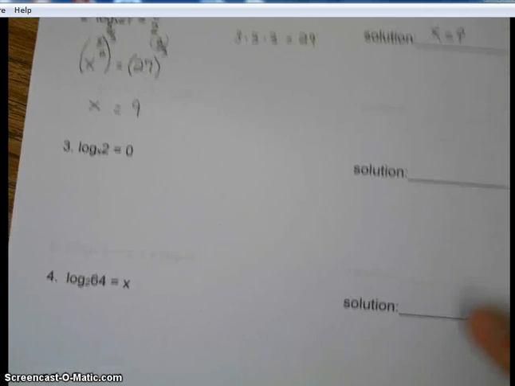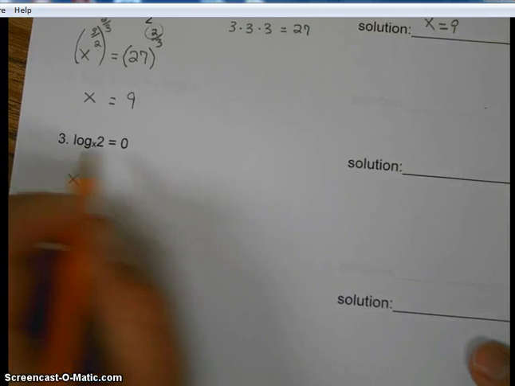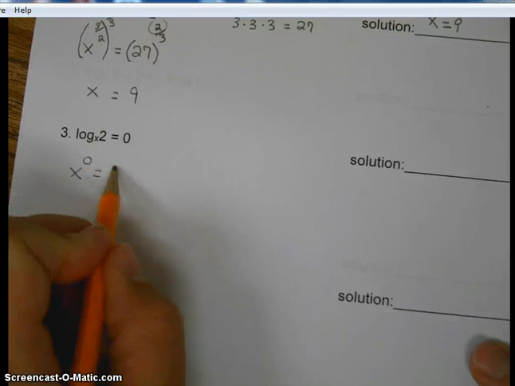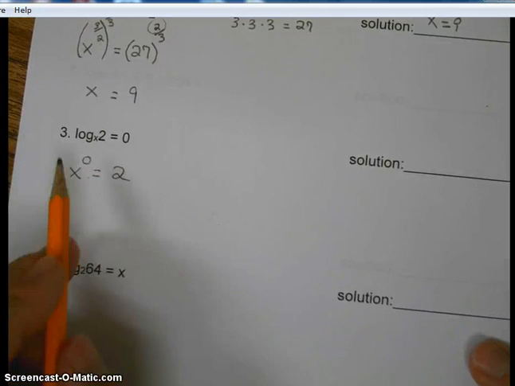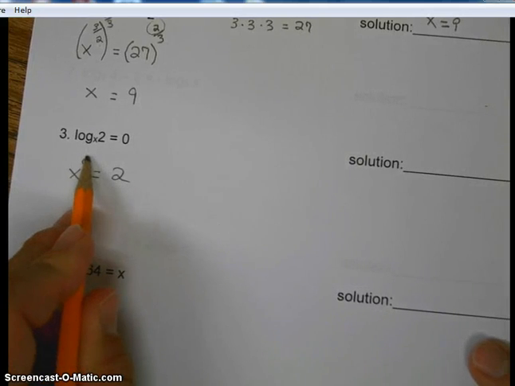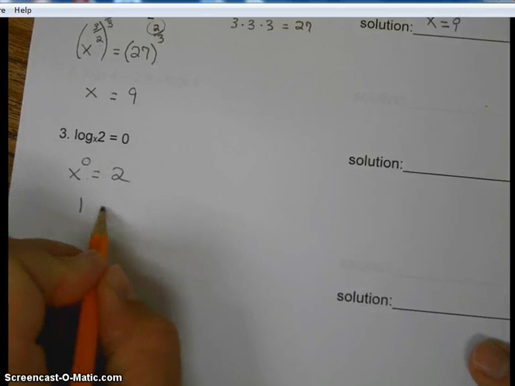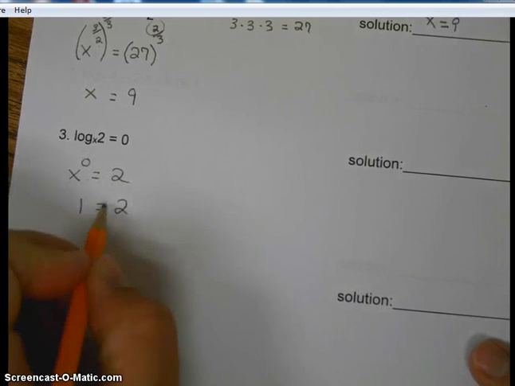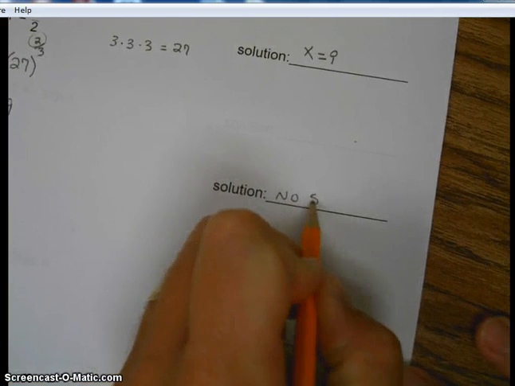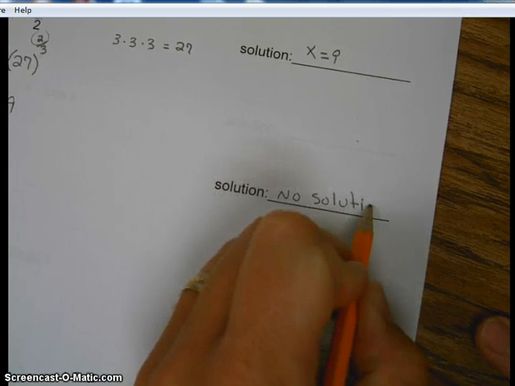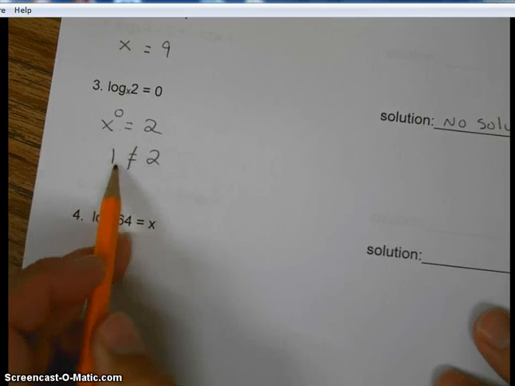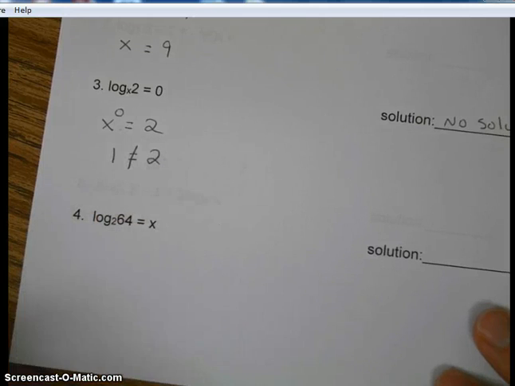All right, number 3, we have our base raised to our power, and that's going to be equal to our argument. So we know that x to the 0 power is 1, and that does not equal 2, so we have no solution. The x got canceled out, and these do not equal each other, so we have no solution.